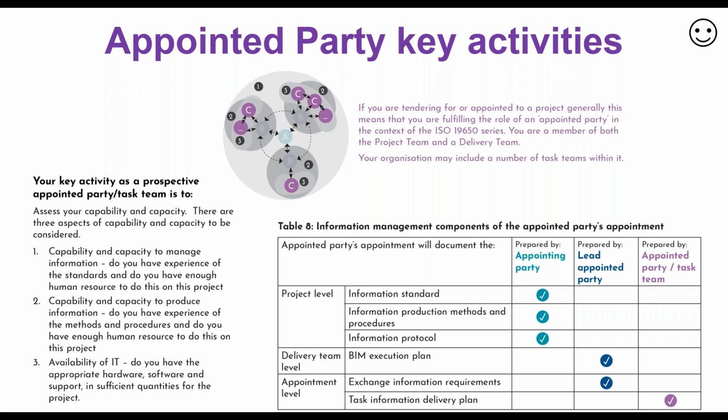So your key activities as a prospective appointed party would be to confirm your capability and capacity to manage the information required, produce it, and have knowledge of the relevant standards, and obviously your availability of IT and resources to help deliver it. And if you look at the table to the right, table 8, as an appointed party, the only thing you're actually responsible for preparing in terms of the documentation or resources is your task information delivery plan. The lead appointed party would probably ask you to, and should ask you to, lean into the BIM execution plan and provide input, and obviously the exchange information requirements that you get from them, but you're fundamentally only responsible for that task information delivery plan as an appointed party.